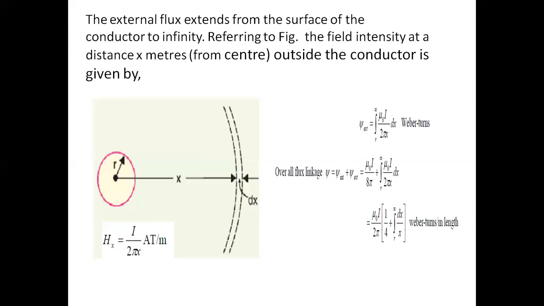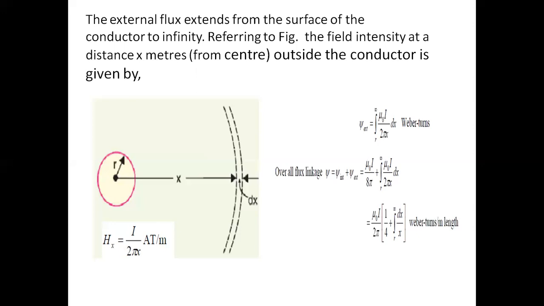Now I'm going to find out the flux linkage in conductor A due to the flux in conductor B. Here the external flux, phi external, is equal to the integration from r to infinity of mu naught I by 2 pi x dx Weber turns. Now I'm going to integrate that equation, and I will get the external flux.